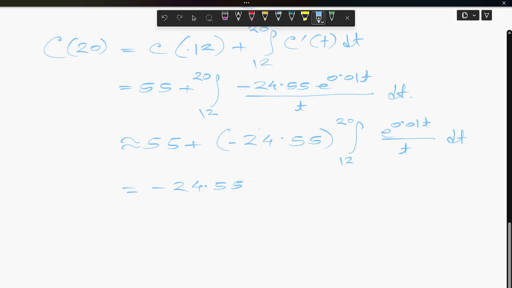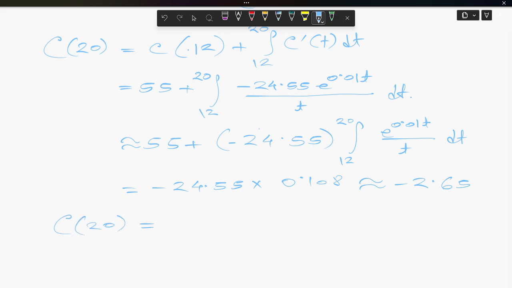that will be multiplied with 0.10. So that would be approximated to minus 2.65. So our C(20) is approximately 55 minus 2.65. We would write this. So we would get 52.35 degrees centigrade. So the final answer is this.